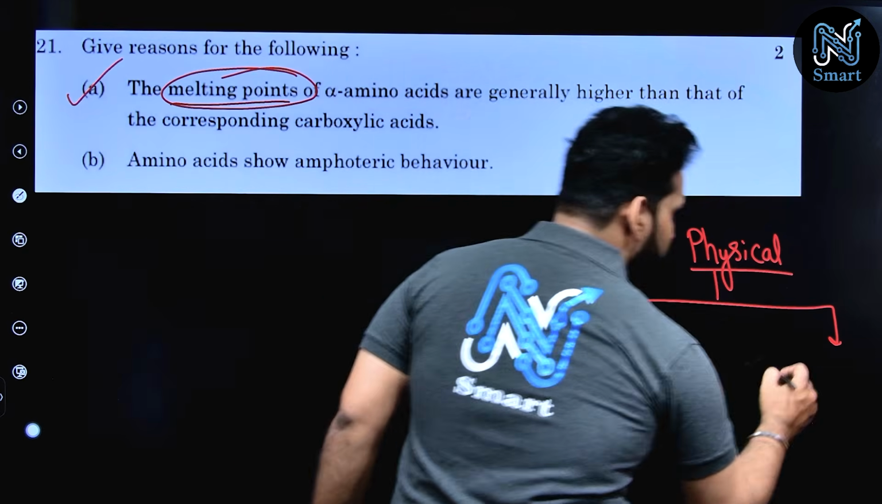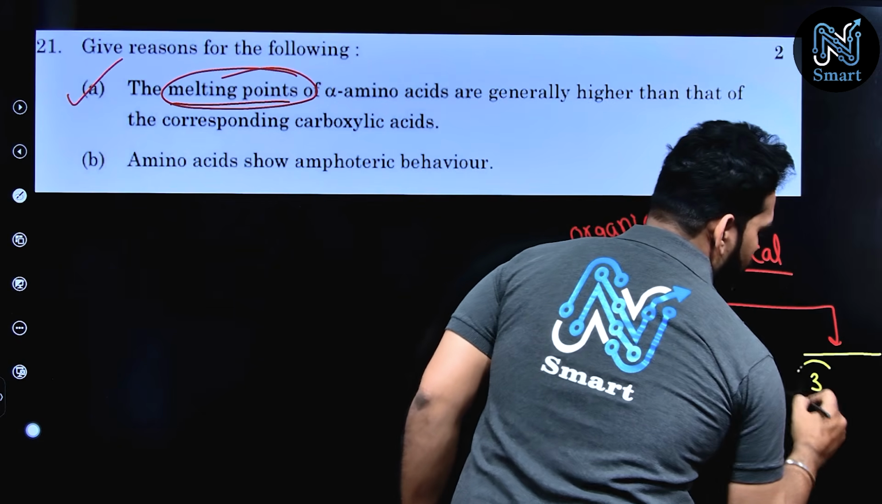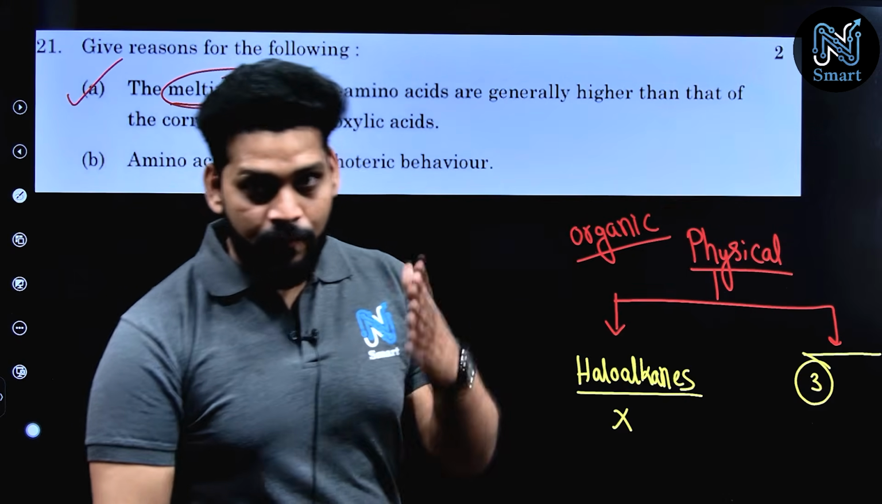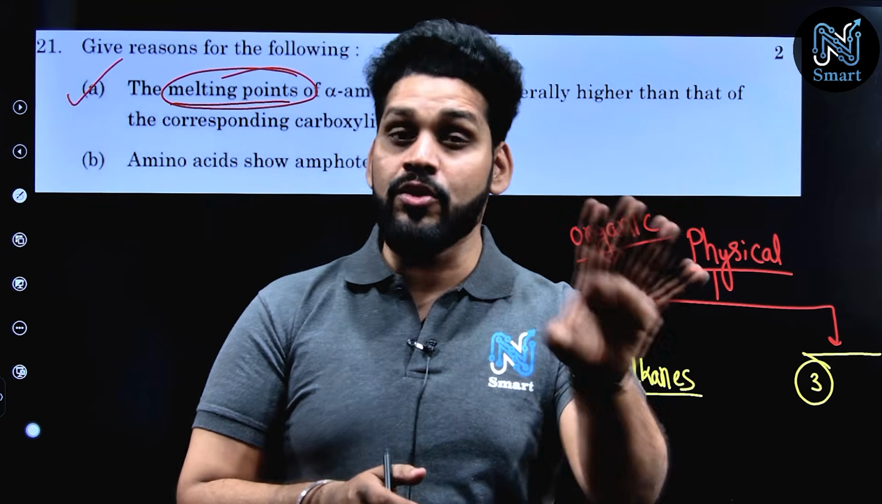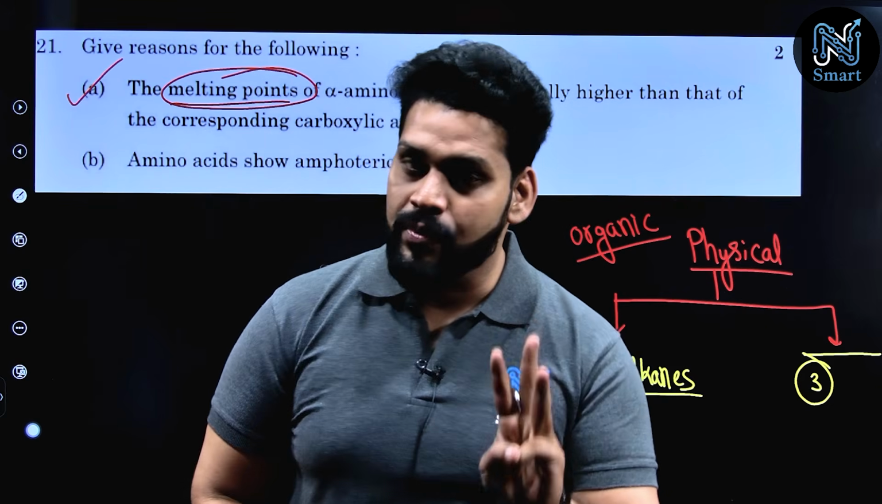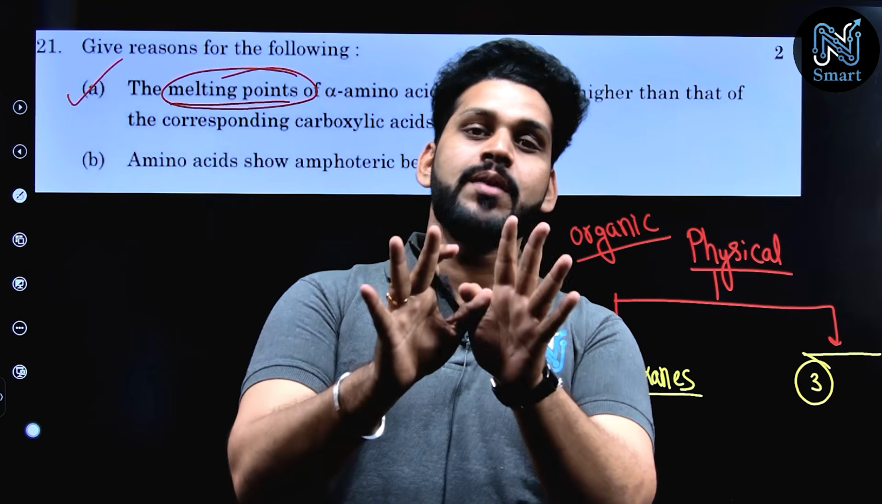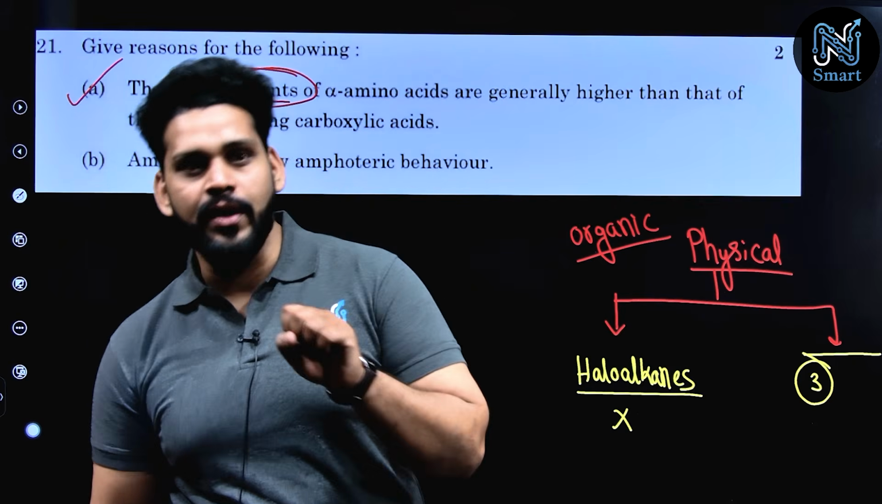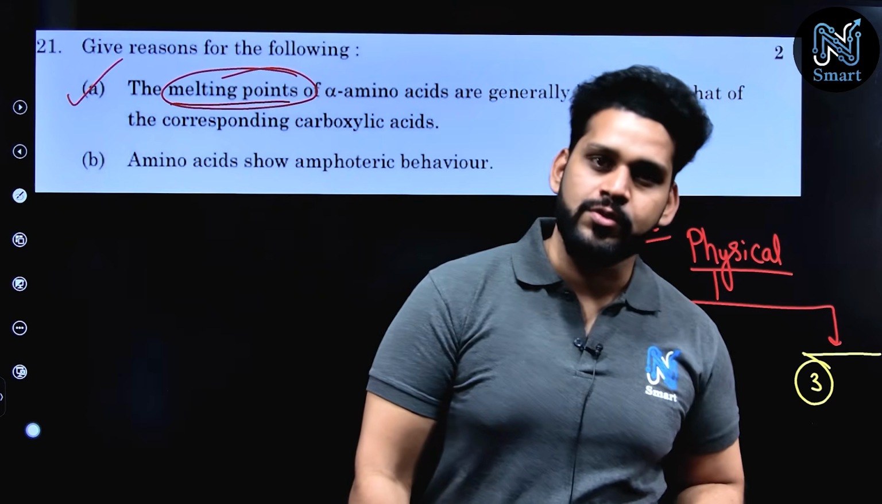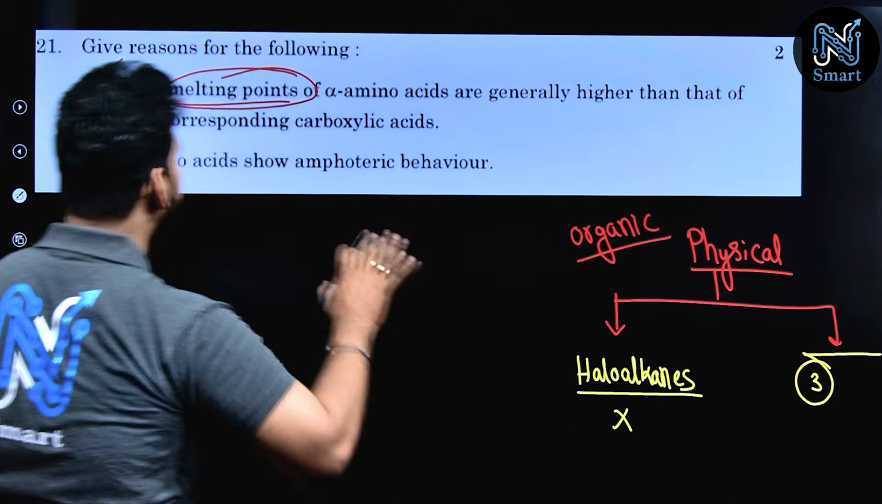But for the next 3 chapters, that means alcohol, phenol, ethers, aldehyde, ketones, carboxylic acid, and the amines or the nitrogenous compounds, in these chapters all the physical property questions can be catered by hydrogen bonding. Did you understand this? Right? Same thing you can do in biomolecules also. So I'm going to show you what to do with this question.